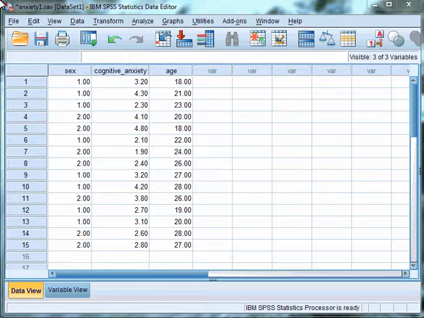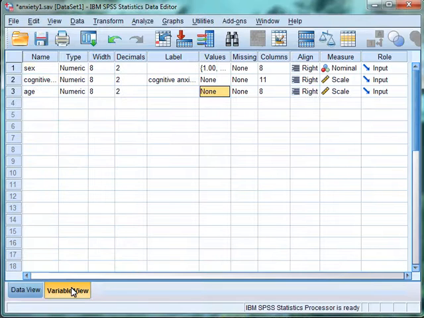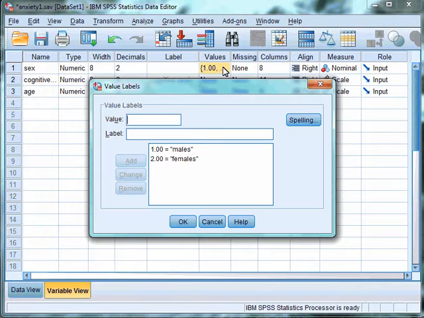By switching to the variable view, we can look at what these values mean. By clicking on the values box for the sex variable, we can see what the labels 1 and 2 mean. So we can see that males have been labelled 1 and females have been labelled 2. This shows that we've satisfied the assumption that we have mutually exclusive groups. You can only be 1, a male, or 2, a female. You cannot be in both groups.